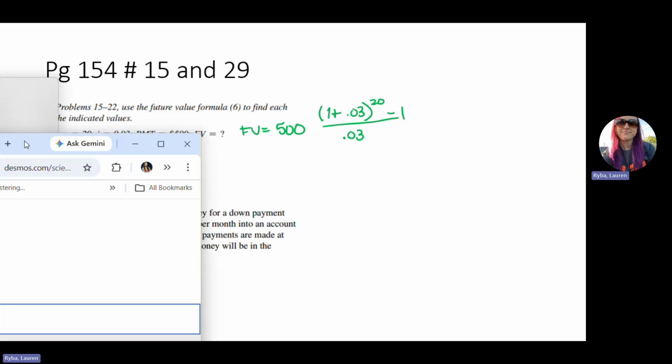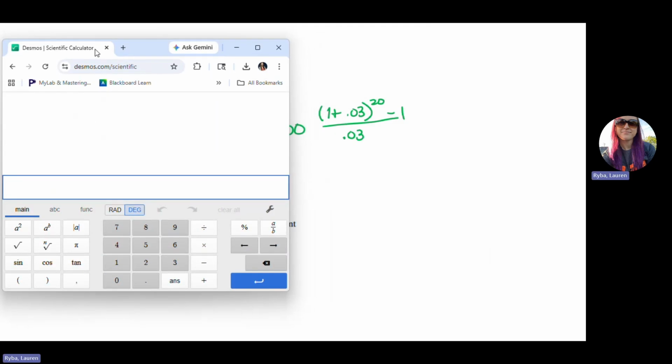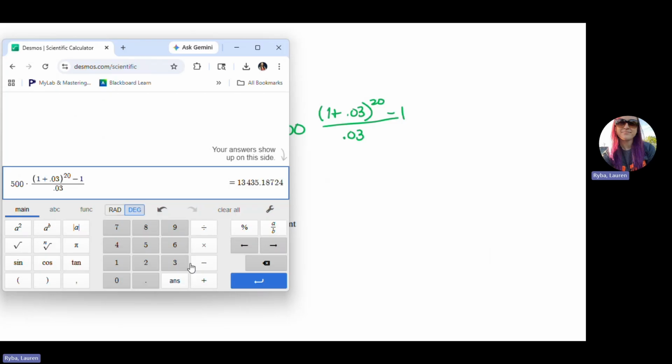Any scientific calculator will work to solve these. So 500, and then I'm going to hit times, and I'm going to hit the fraction there so that I know I'm going to type this as a fraction exactly as I see it. 1 plus 0.03, close to the 20, arrow out, minus 1, and then all over 0.03. I like Desmos just because it literally looks exactly like I typed it, or like I wrote it here on the side.